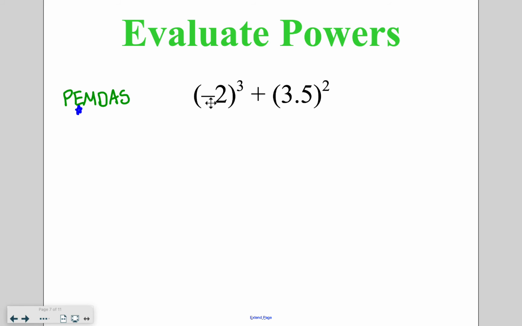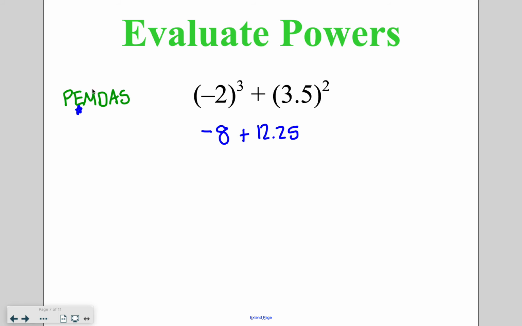So then I need to solve the exponent pieces. So this first part says -2 times -2 times -2, which is going to give you a -8. On the second one, we then have 3.5 times 3.5, which is going to give me 12.25. So I solved my exponents.